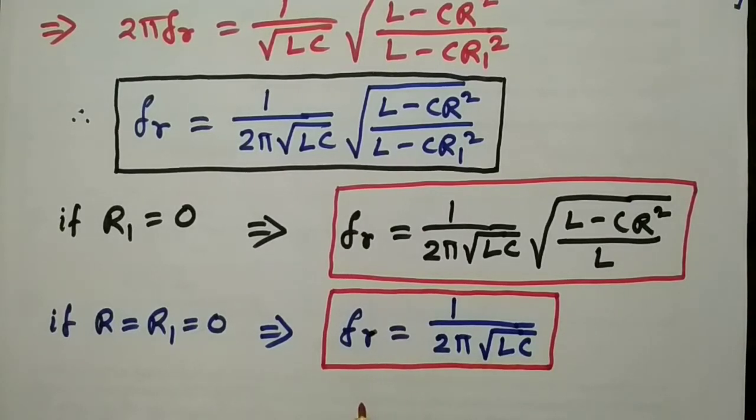In the previous lecture, we have already seen that the resonant frequency of a series circuit is 1 upon 2 pi root LC. So in a parallel circuit also, the expression of the resonant frequency is the same as that of a series circuit if only the inductor and capacitor are connected in parallel.